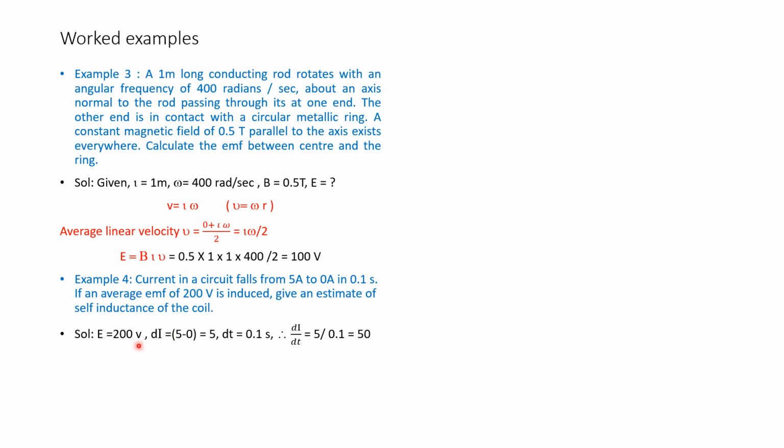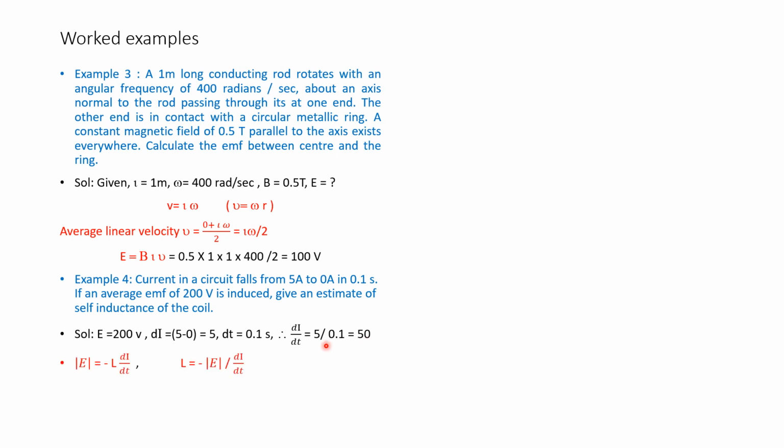Solution. E is equal to 200 V, di is equal to 5 to 0, that is equal to 5, and dt is 0.1 second. Therefore, di by dt is equal to 5 by 0.1, that is equal to 50. di by dt is 50.